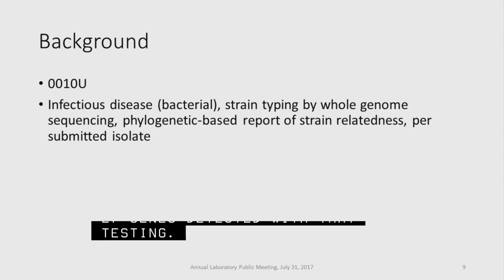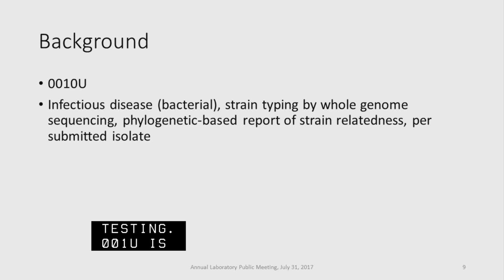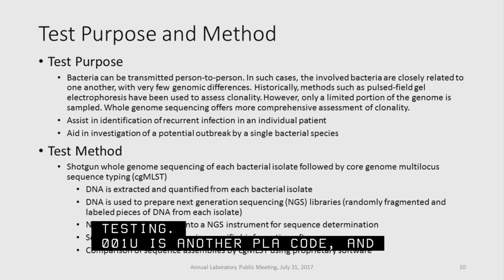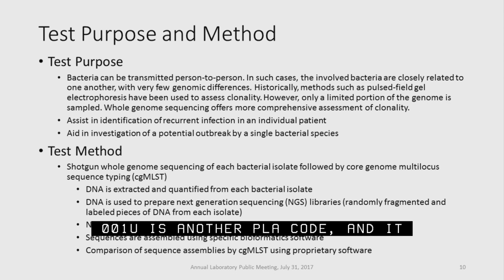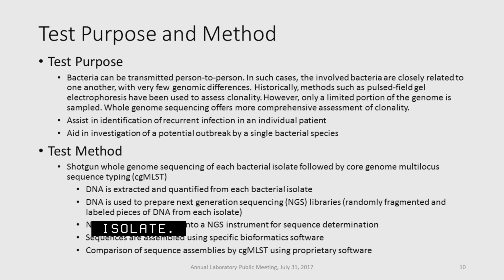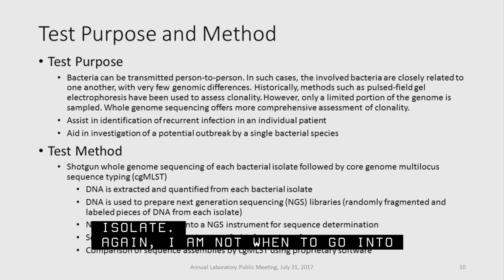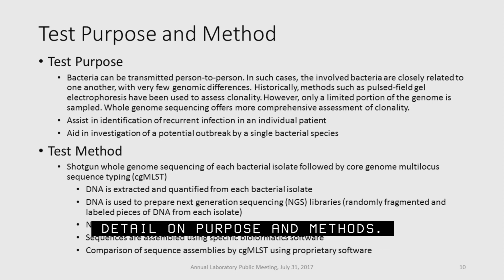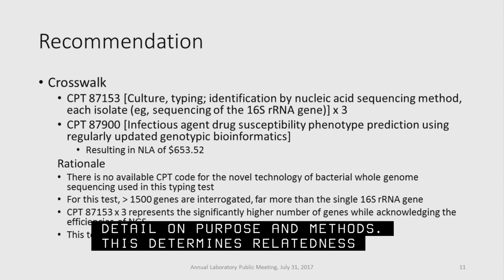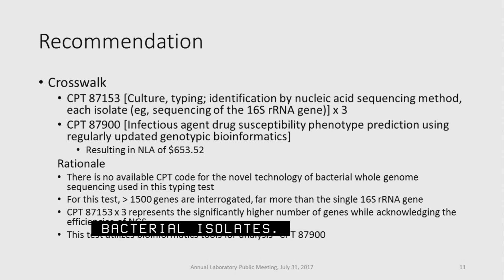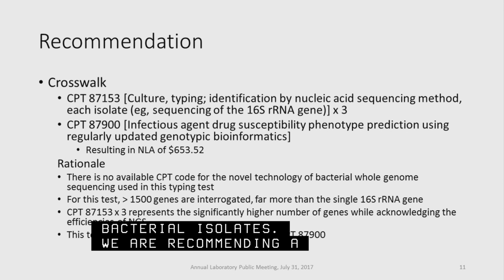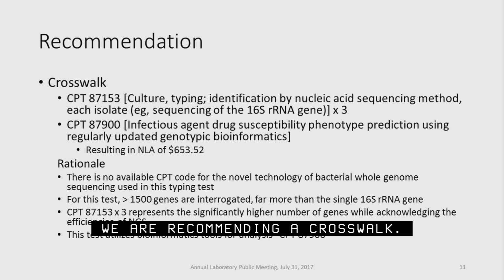001U is another PLA code, and this test utilizes whole genome sequencing of a bacterial isolate. Again, I'm not going to go into detail on purpose and methods as it's outlined. This test, again, is a whole genome sequencing that is performed to determine relatedness of bacterial isolates. On this one, we're recommending a crosswalk to 2 CPT codes, CPT 87153 ×3 plus CPT 87900.